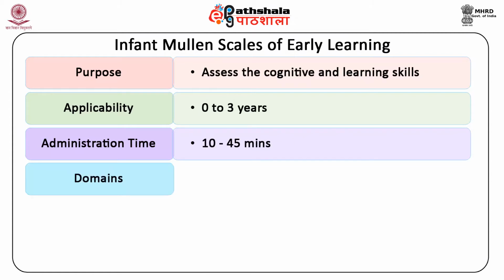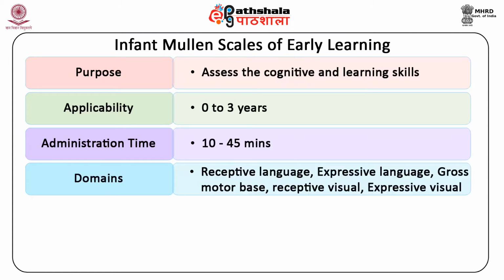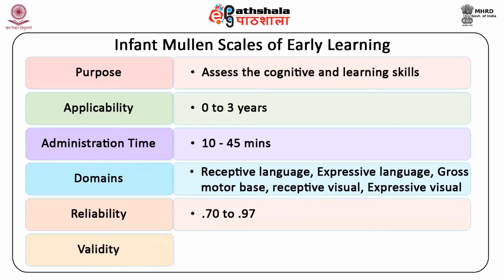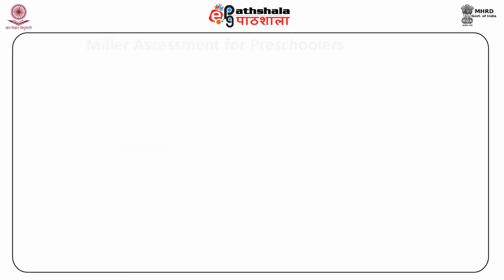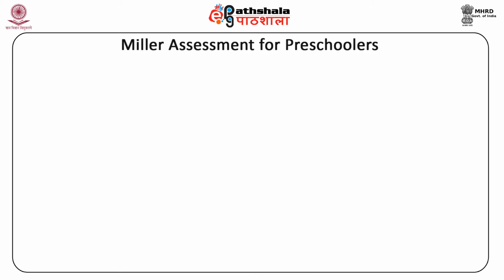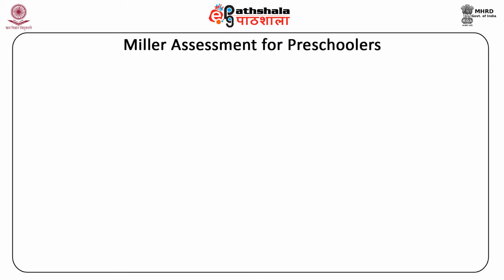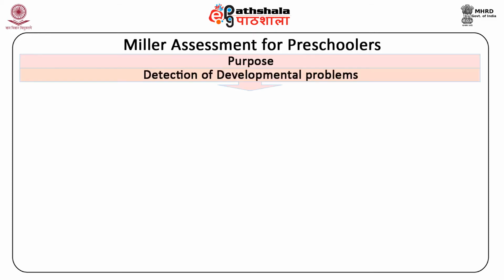The domains that it covers are receptive language, expressive language, gross motor base, receptive visual, expressive visual. Reliability is 0.70 to 0.97 and validity ranges from 0.78 to 0.98. Miller Assessment for Preschoolers by Miller and Deloria of 1985 and Shooten and Kirkpatrick in the year 1993. The purpose is to detect developmental problems.